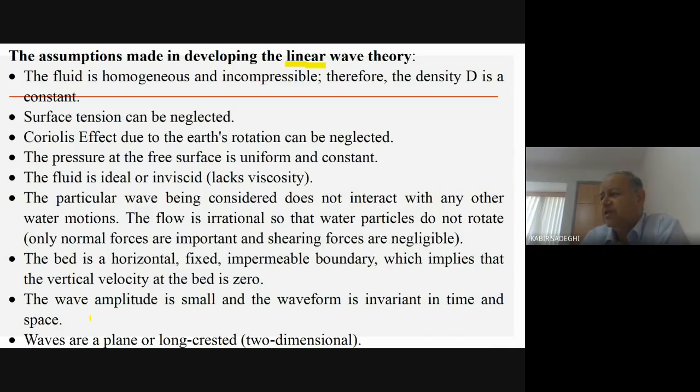Impervious boundary, which implies the vertical velocity at the bed is zero. Therefore, on the seabed, you consider the vertical velocity zero. The wave amplitude is small, and the waveform is invariant in time and space. Waves are plane or long crested. We consider this wave as a two dimensional wave. For example, we have X and Z, horizontal and vertical. We don't consider the Y.